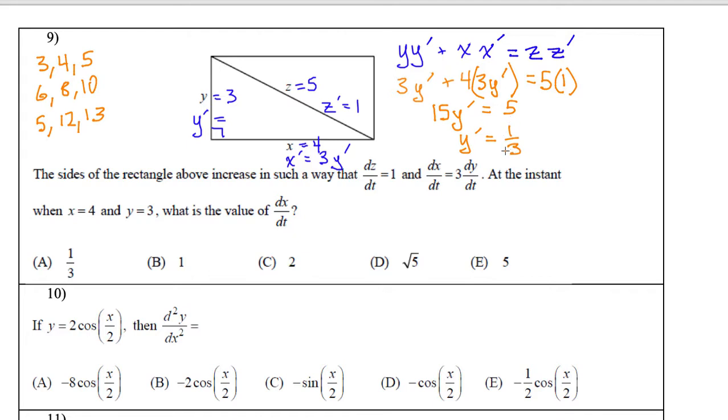So that's not the answer, though. Look, they try to trick you. The answer is not 1/3 because I'm not asking for y prime. I'm looking for x prime. So now I need to plug it back in to x prime. X prime is equal to 3 times whatever y prime was. So x prime is equal to 1. Correct answer B.